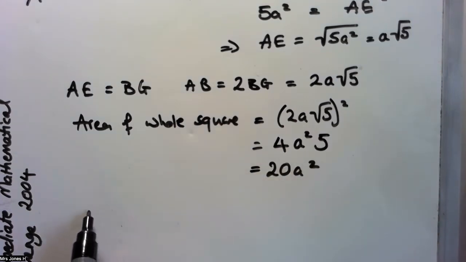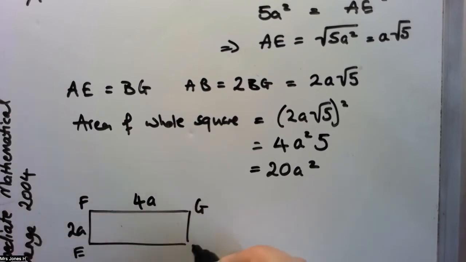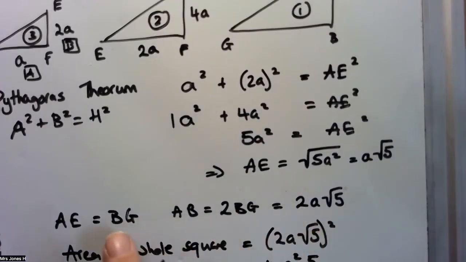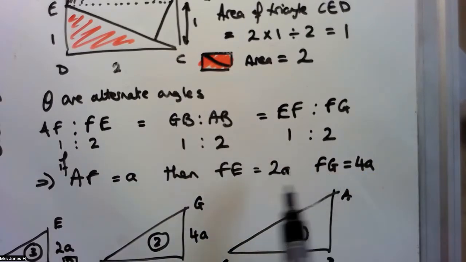And then the area of the rectangle, because this is F, E, G, and H. These are the answers that we found just here. No, not just there. 4A, 2A, they're here, sorry. These answers here.